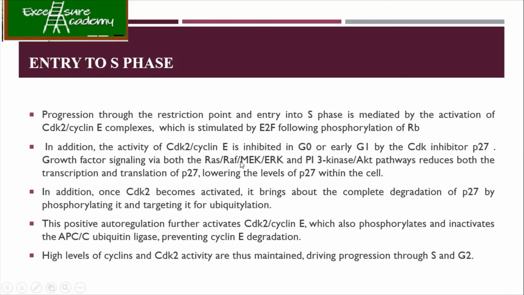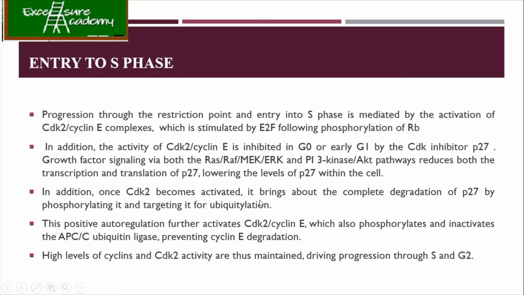Okay. So this is signaling via the same pathway, RAS, RAF, MEK, ERK pathway, and PI3 kinase, which reduces both the transcription and the translation of P27, lowering the levels of P27 within the cell. Now, once CDK2 becomes active, it will bring about the complete degradation of your P27, जो आपको inhibit कर रहा था आपका, ठीक है? CDK2 cyclin E inhibit कर रहा था. So once CDK2 is getting activated, यानी कि इसका inhibitor का level concentration जो है वो नीचे जाएगा.